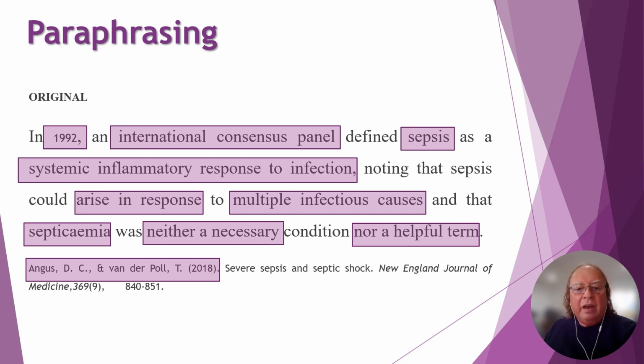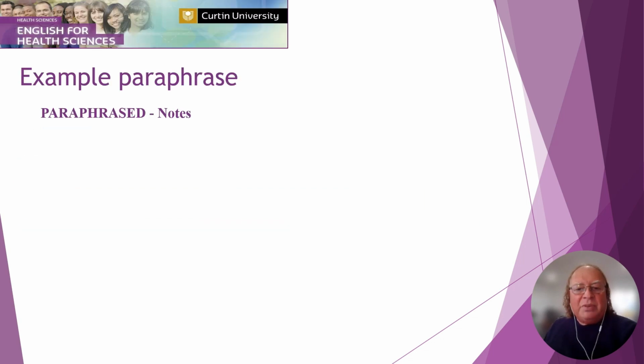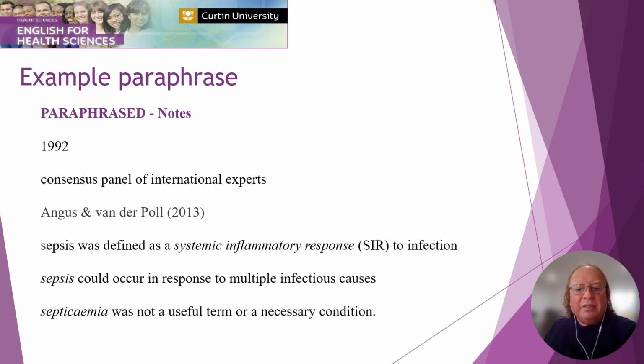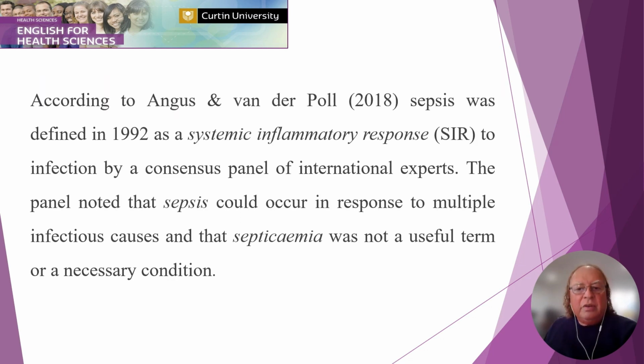Okay. And very importantly, let's highlight the author. So we've got that, and we bring those notes away from the original text. Okay? Then we use these notes to build our text. And you can see here that I have actually used the authors up front. This is a really good idea. We can use the authors in our summary or paraphrase.